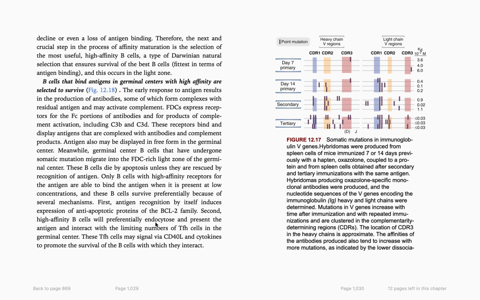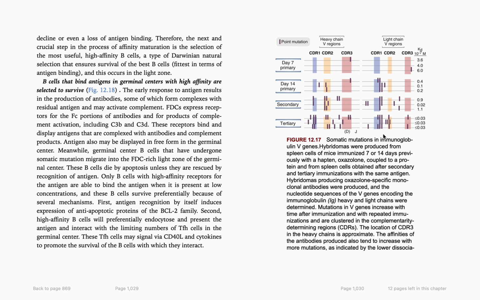Second, high affinity B cells will preferentially endocytose and present the antigen and interact with the limiting number of T follicular helper cells in the germinal center. These T follicular helper cells may signal with the CD40 ligand and cytokines to promote survival of the B cells with which they interact. So that is what can happen.